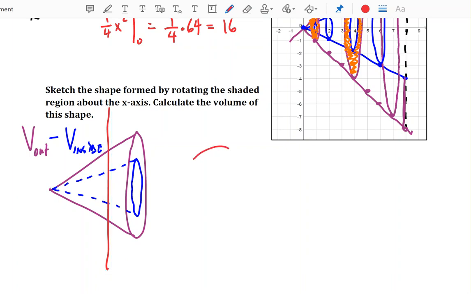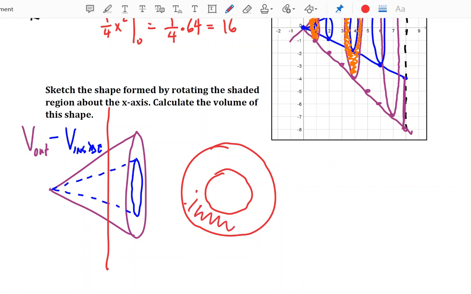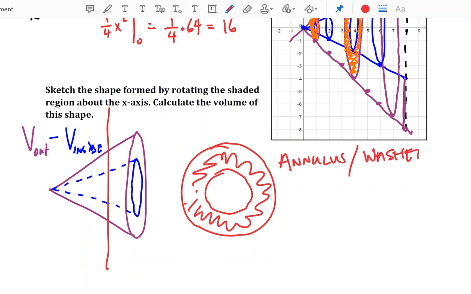And hopefully you recognize that what we're going to create are a set of concentric circles. And the region between the circles is what's going to be shaded. Now this is a shape that's referred to as an annulus, or in this context, it's sometimes called a washer. And we're going to get an infinite number of these stacked up together to form our shape. And if we could find the area of them and add those areas together, we would be able to find this volume. So that means we need to think about the area of this shaded region.